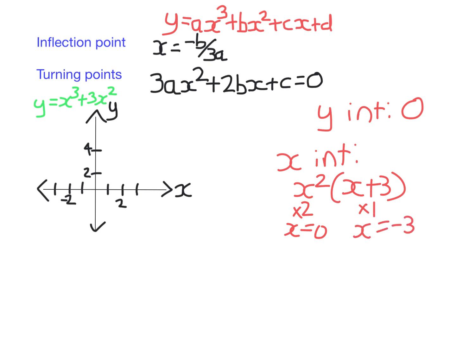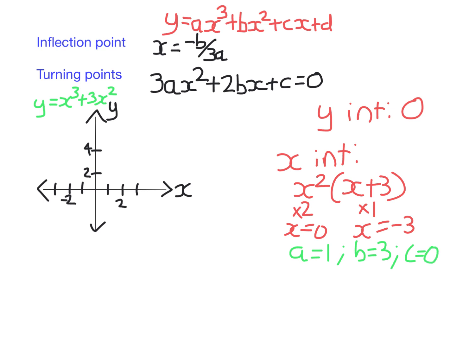We've been doing that. What is new? We're going to calculate the coordinates of the inflection point and the turning points. Let's start with the turning points. We want to solve this equation here. Now in our original expression, we had a equal to 1, that's the coefficient of x cubed, b equal to 3, that's the coefficient of x squared, and c equal to 0.